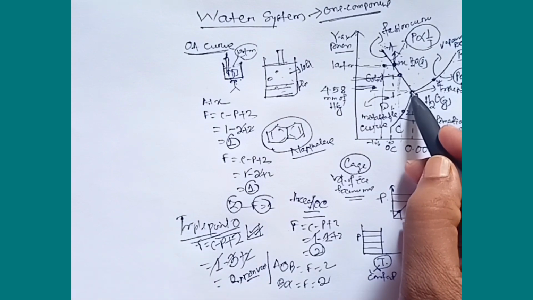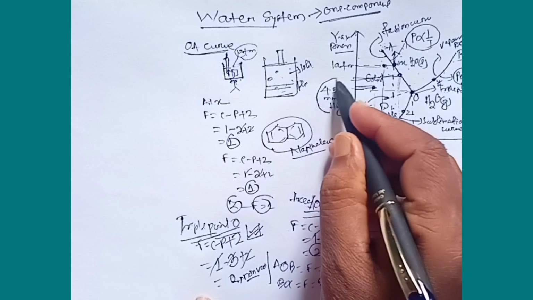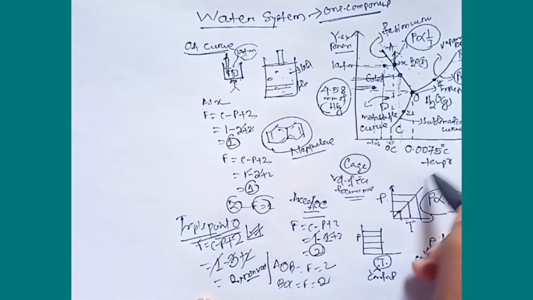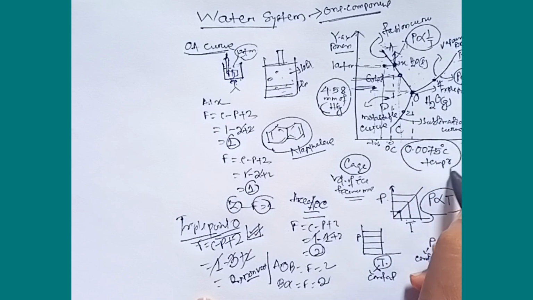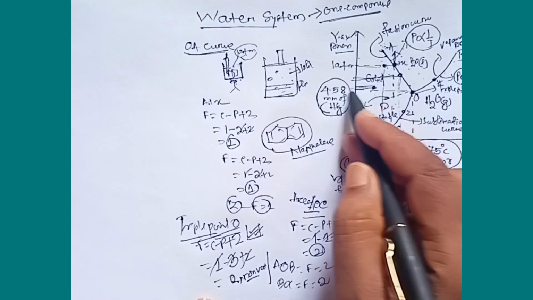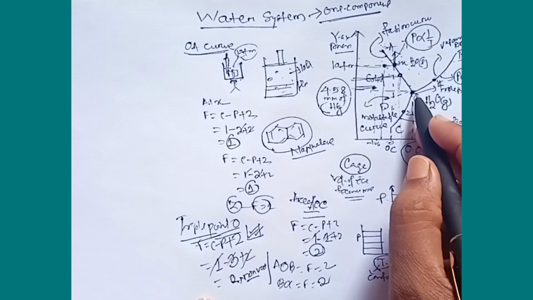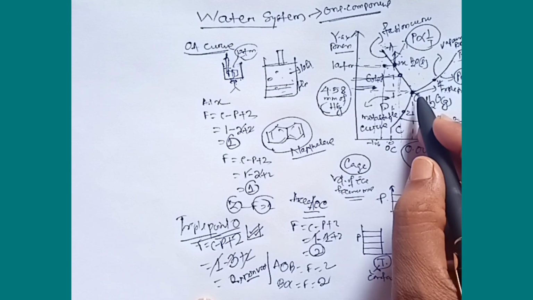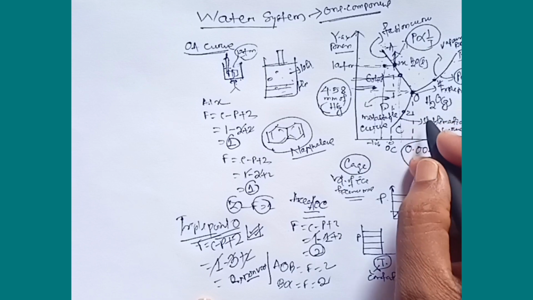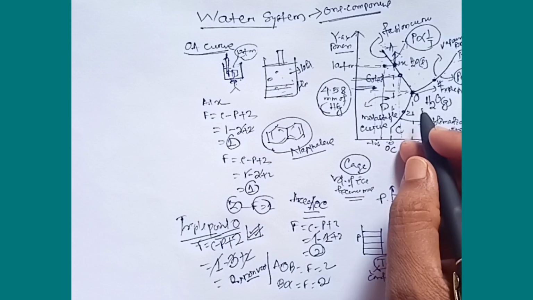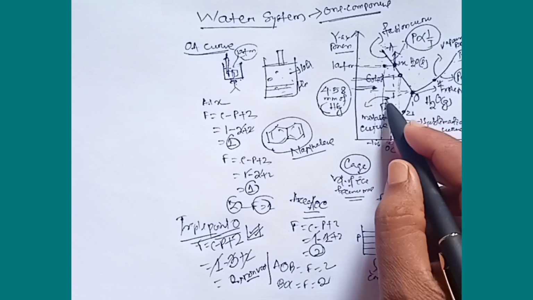For the achievement of this triple point, we need two specific conditions, that is 4.5 mm of mercury and 0.0075 degrees centigrade. With these two particular conditions, we can get the triple point where the coexistence of water in solid, liquid and vapor is possible. Okay.